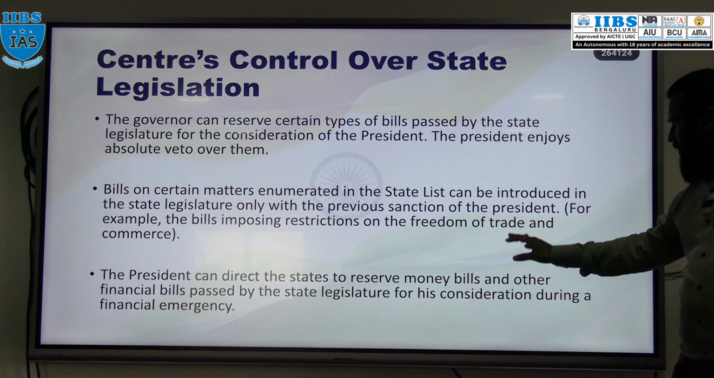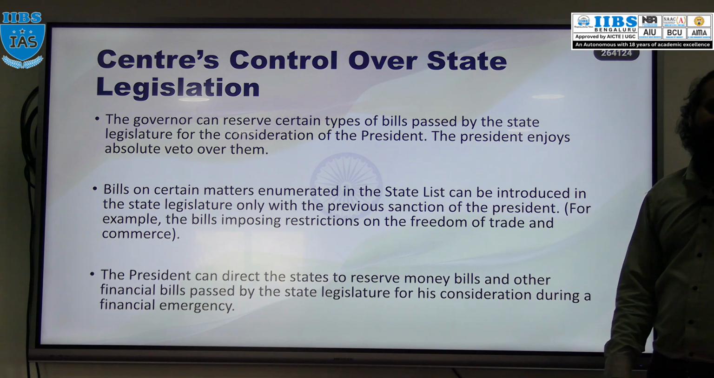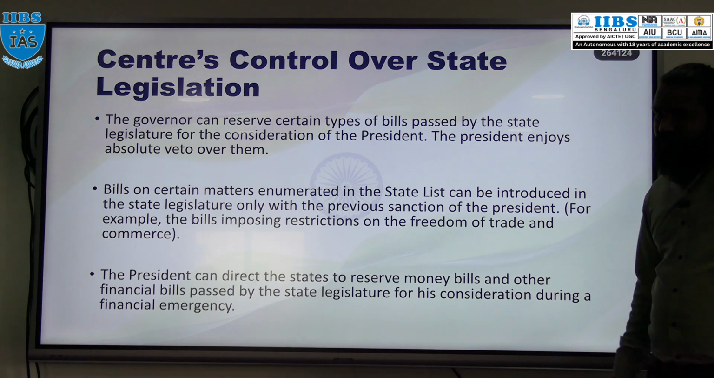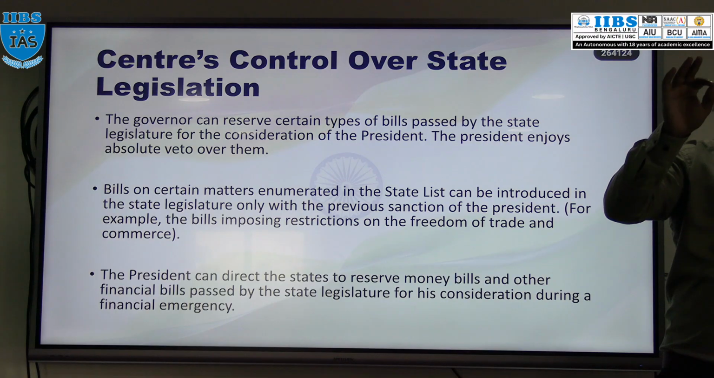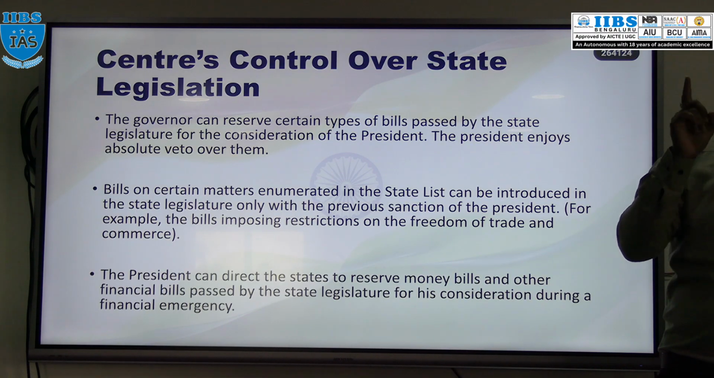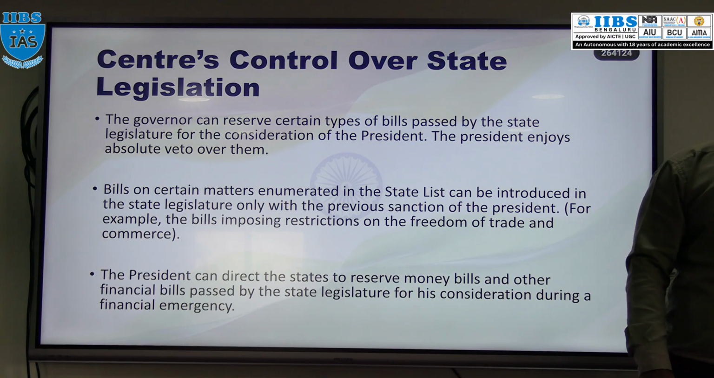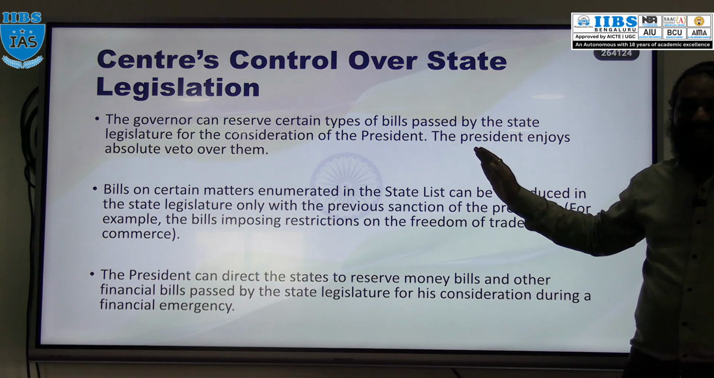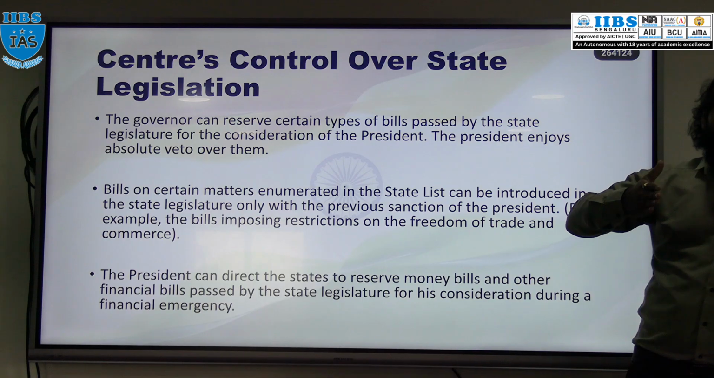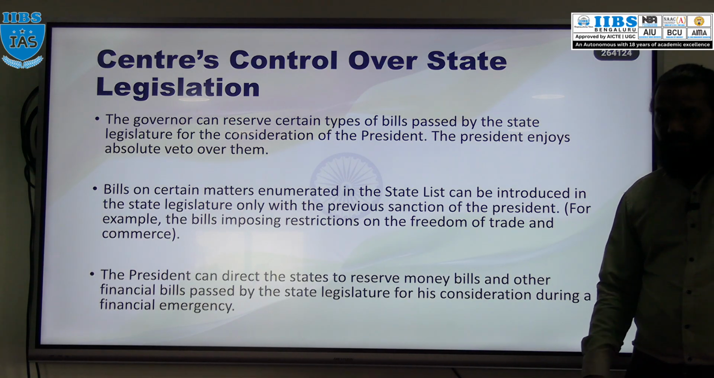Okay. Then next, in the case of financial emergency, we discussed, right? During financial emergency, the money bill passed by the state assembly or state legislature, the Governor will reserve that money bill for the assent of the President. Okay, so this is about the legislative relationship between the central government and state government. Got it?